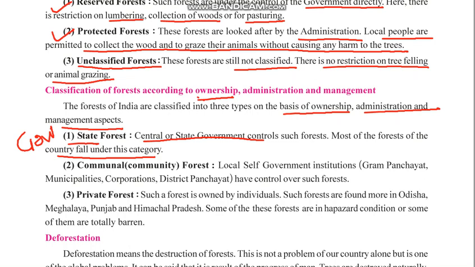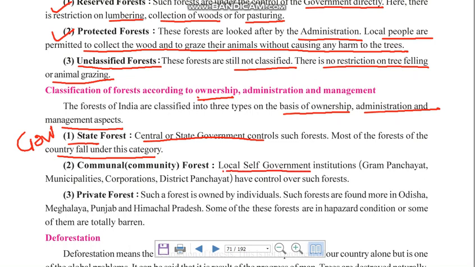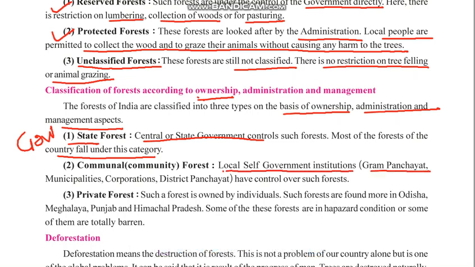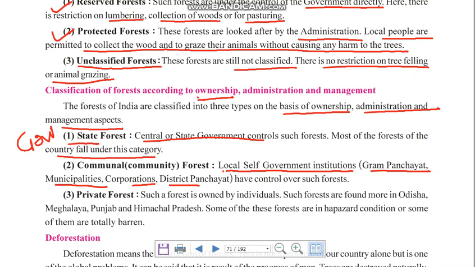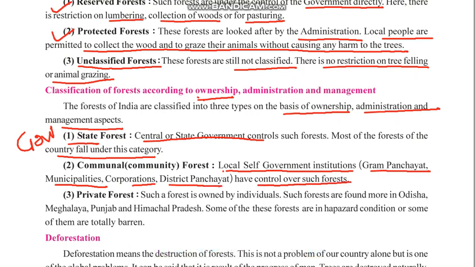Communal or the community forest. Who takes care of it? Local self-governing institutions like the gram panchayats, municipalities, corporations and district panchayats have control of this forest, and that's why they are known as the community forest or communal forest.